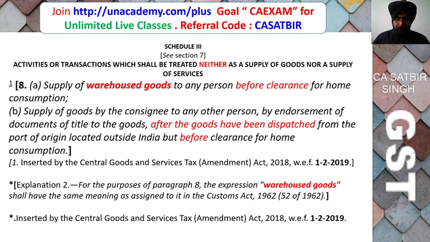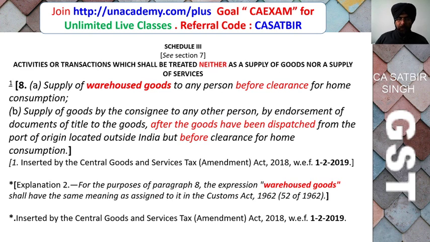Similarly, another entry has been inserted, entry number 8, which is inserted by CGST Amendment Act 2018 with effect from 1st February 2019. Supply of warehouse goods to any person before clearance for home consumption. So if goods are still in the customs warehouse and goods are supplied to another person, GST is not to be paid. Supply of goods by consignee to any other person by endorsement of document of title to the goods after the goods have been dispatched from the port of origin located outside India but before clearance for home consumption.